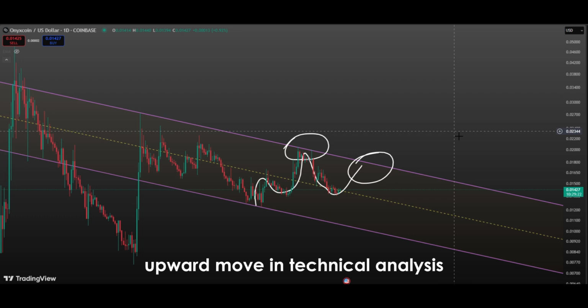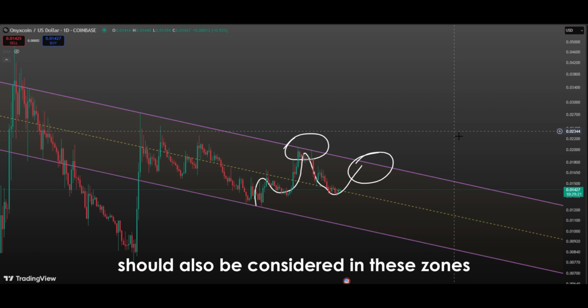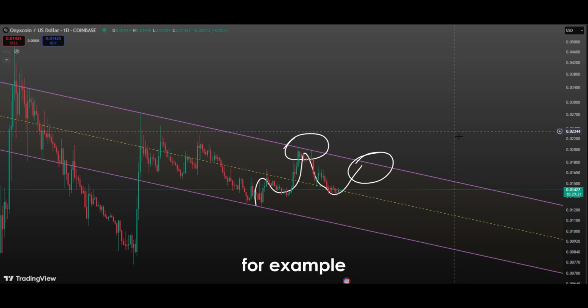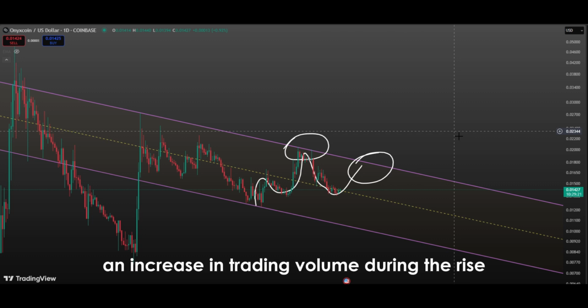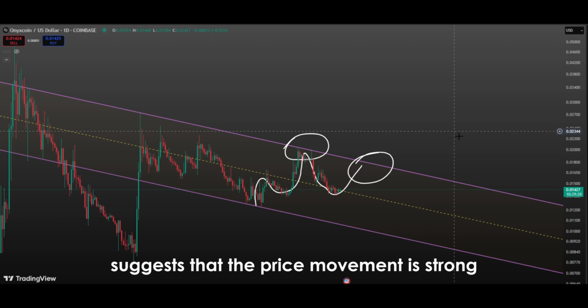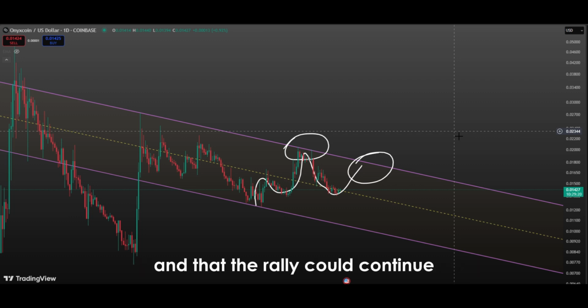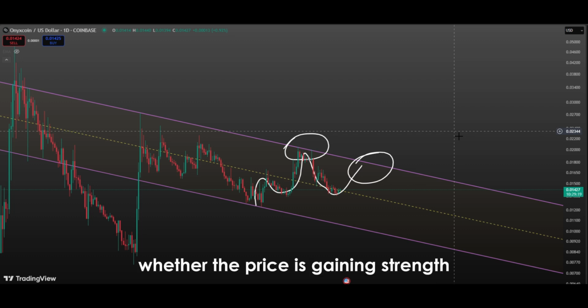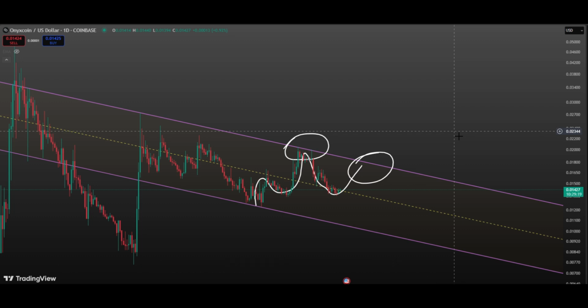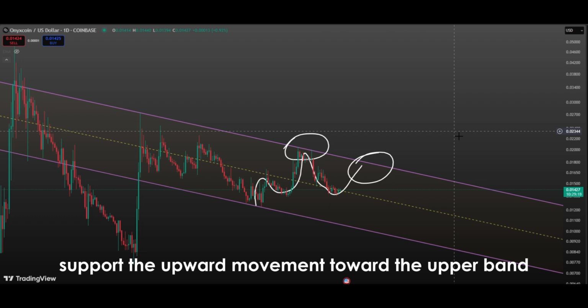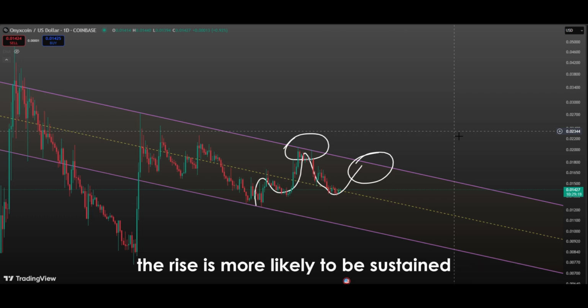In technical analysis, factors such as volume, momentum, and other indicators should also be considered in these zones. For example, an increase in trading volume during the rise suggests that the price movement is strong and that the rally could continue. Momentum indicators can also be used to determine whether the price is gaining strength. If these indicators support the upward movement toward the upper band, the rise is more likely to be sustained.